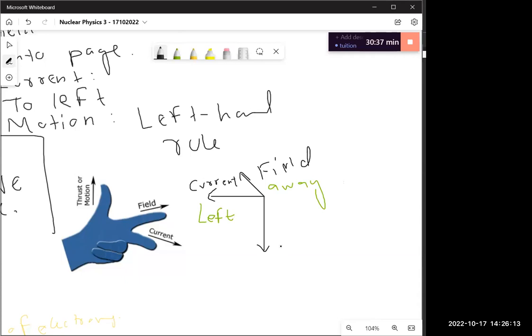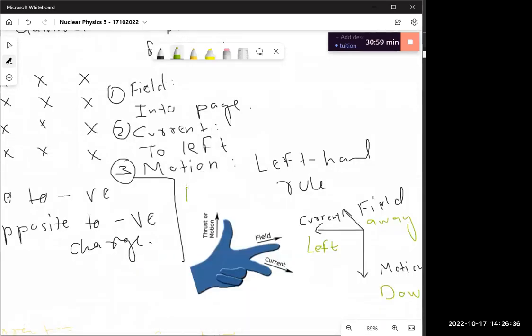Do you understand how now? So we just rotate our hand. Yes, you just rotate your hand. You have to make sure the field and your index finger are in the same direction. Current is left, so you'll rotate your hand. You'll get the thumb going downwards. That's the motion. So this is down. Any doubts? So the motion is downwards.